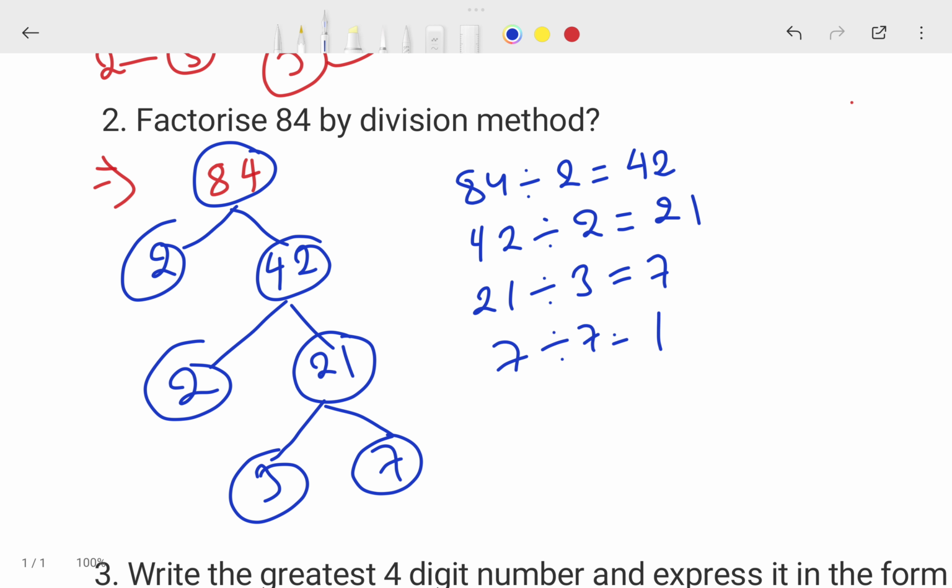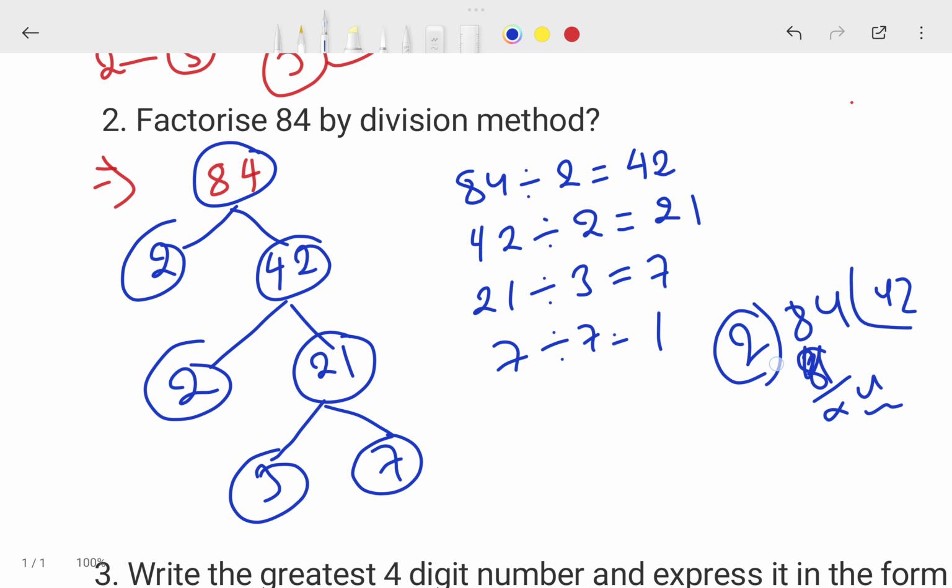You have a doubt, sir, how are you doing this one? Nothing. What I'm telling you is, you have to divide 84. How can you divide? You will start from the 2 table, right? You have to divide 84 by the 2 table. 2 4s are 8, cancel 4, 2 2s are 4.